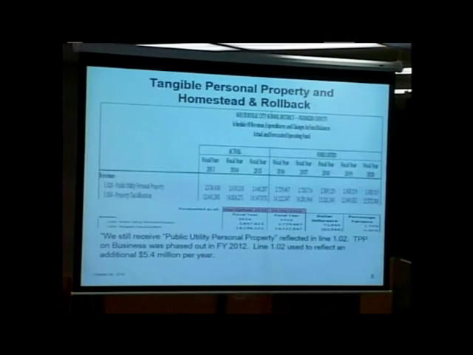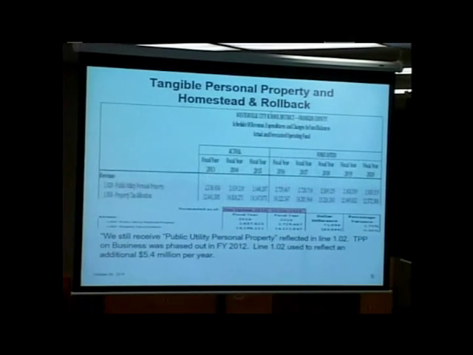Tangible personal property, this is money we get from the state utilities. The property tax allocation line there is really the homestead rollback from all the loans that we have. The bottom graph you see is a difference: what we projected in May of this year versus what we have now.